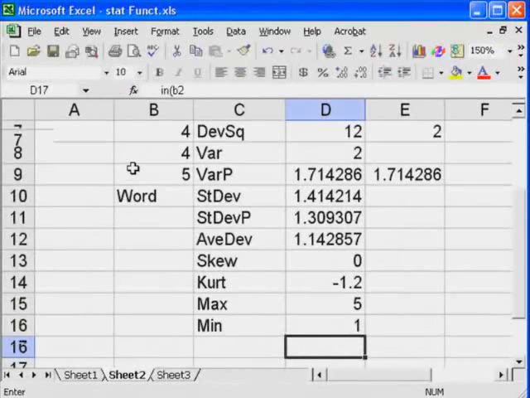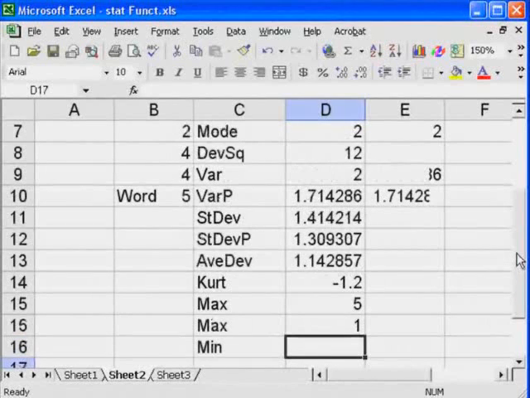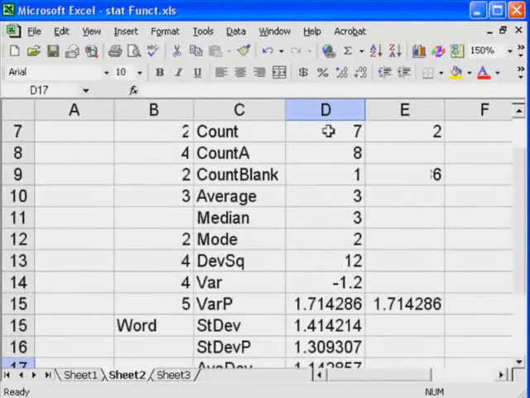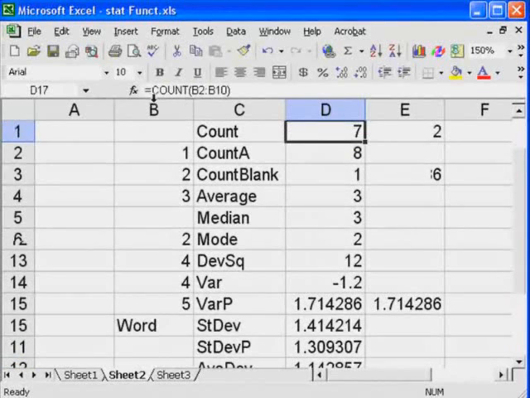So that is how you do single argument statistical functions in Excel. It's pretty easy. All you do is you put in an equal sign, you put in your magic word that tells it what it is you want it to do, then you tell it where the data are that you want it to consider, and then you close your parenthesis and press enter.